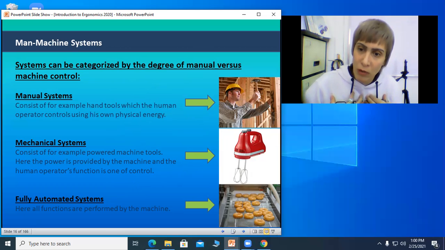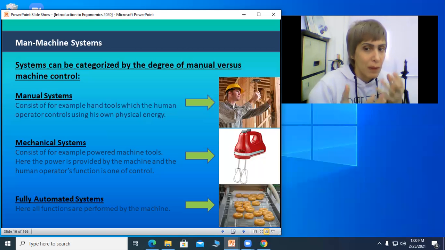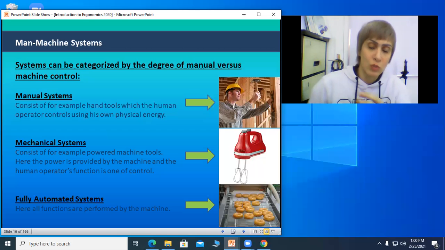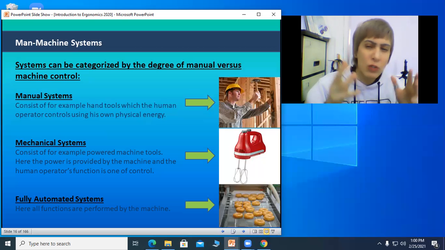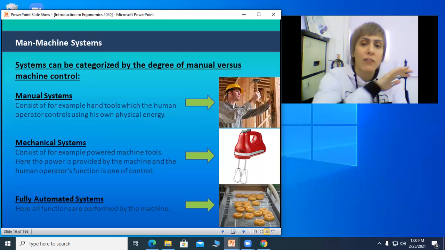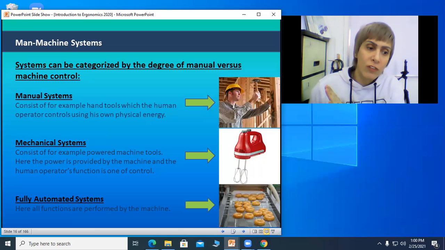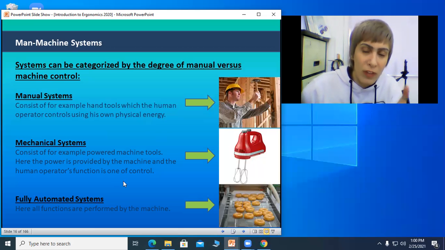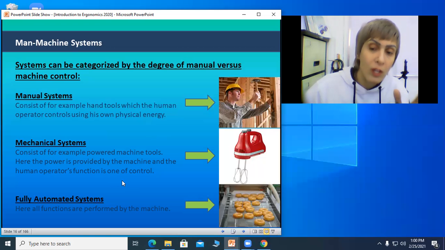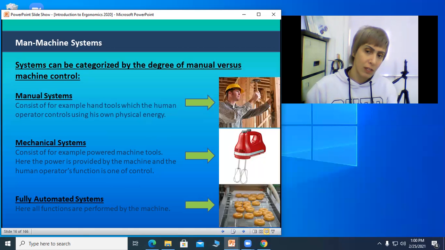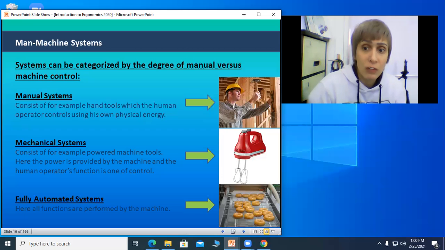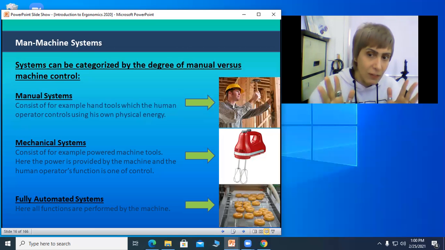It affects the human body. When the human uses a power tool, it's different than a manual tool. So this will affect the design. How do you design a manual tool? It has very different requirements than when you're designing a mechanical system with a powered tool. Each one of them has different design requirements. Of course, it depends what kind of tool, what kind of machine you're designing, but in general, the requirements are very different.